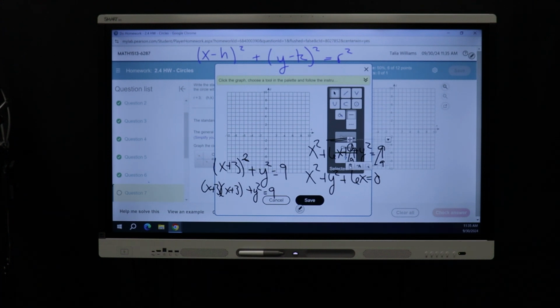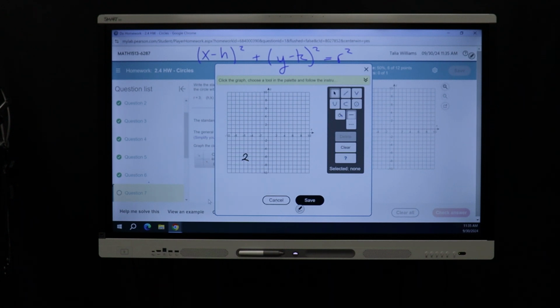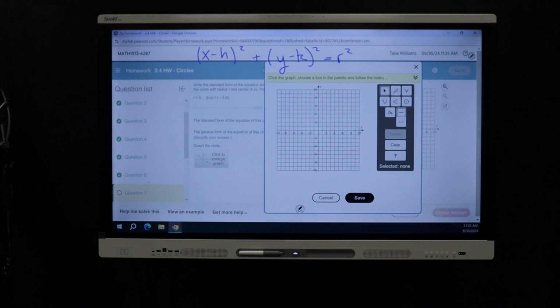So when you go to graph it, don't worry about what we just did. Use what they gave you in the beginning. So like our h, k is negative 3, 0. So that's our center. So go to negative 3, 0. And then our radius is 3. So 1, 2, 3.